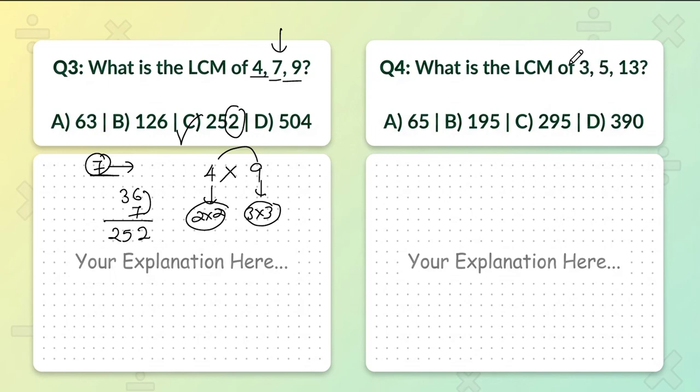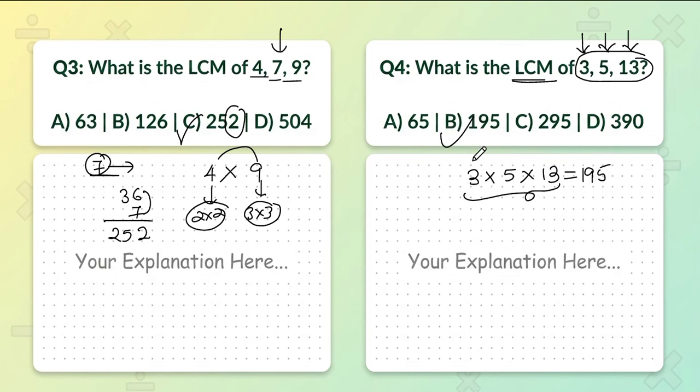Next, now if you look here, 3 is a prime number, 5 is a prime number, and 13 is also a prime number. So if all the numbers are prime, to find the LCM, simply multiply all the numbers. So 3, 5 and 13. After multiplying all these numbers, we'll get 195 as the answer. So that is our LCM.